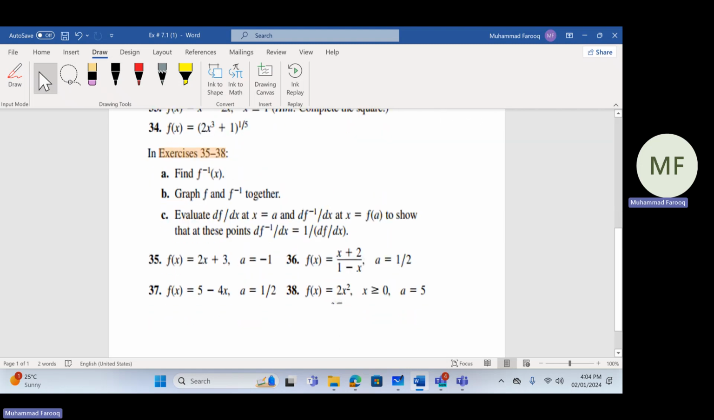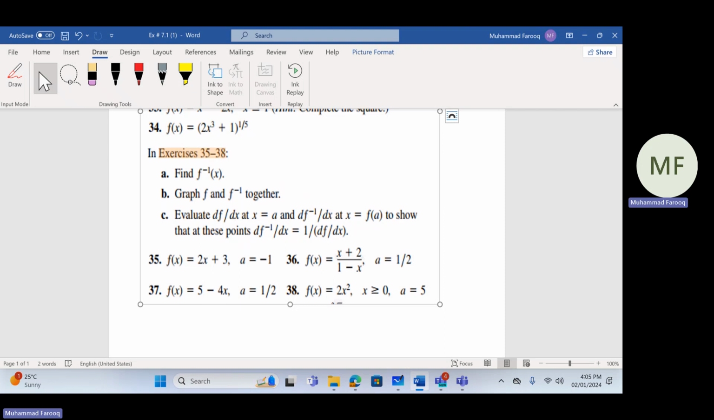Anyway, look at the question, please. Inverse, we have done this topic. This is a graphing part, no need, by the way. We are more interested in part C. Look at part C. They said, find the function derivative at which point? A is given. Here A is -1, here A is half, and here A is 5. So we are basically answering part C. Part A we have done already.